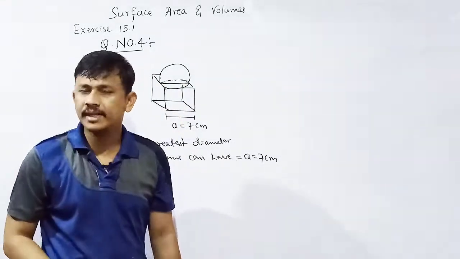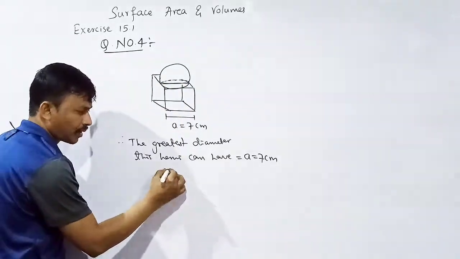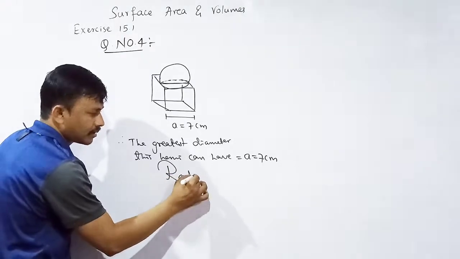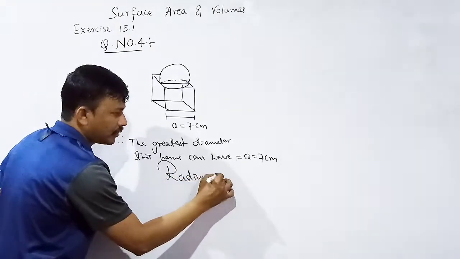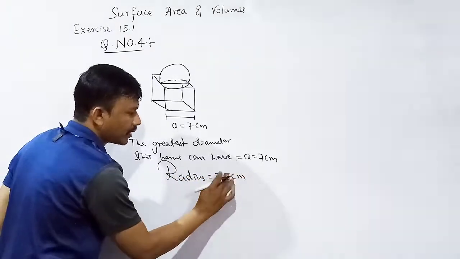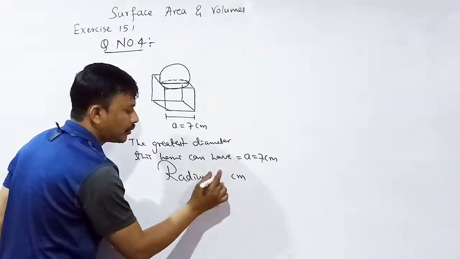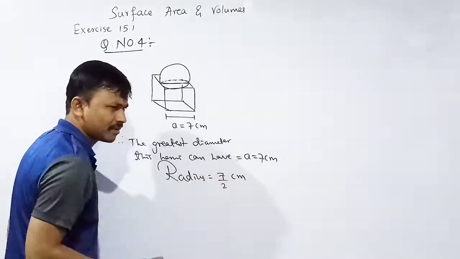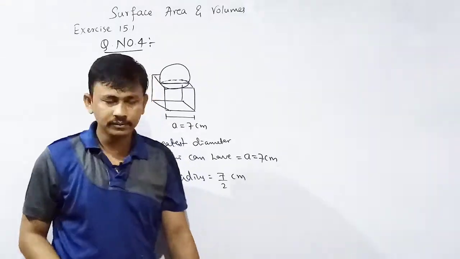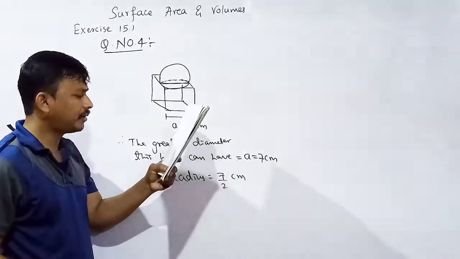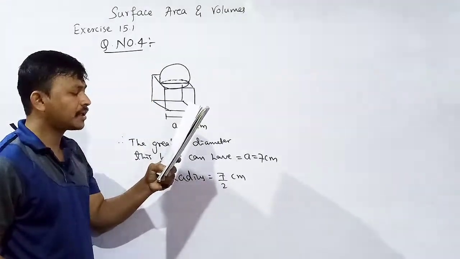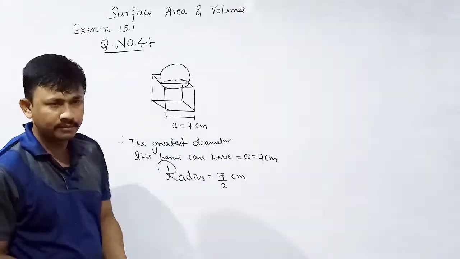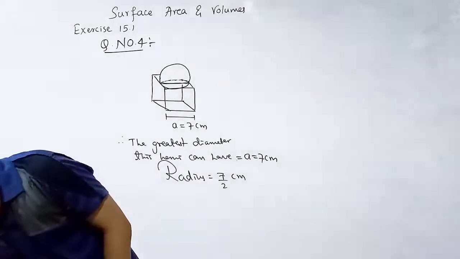Then what is the radius of the hemisphere? Radius is equal to 3.5 centimeter or just 7 divided by 2 centimeter. Then what we need to find out? We need to find out the surface area of the solid.